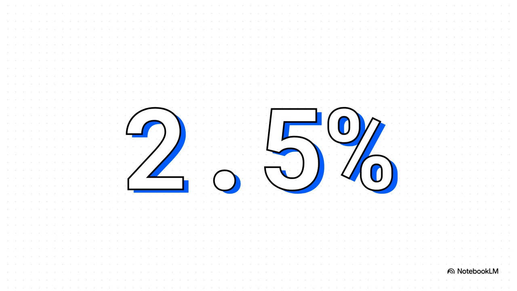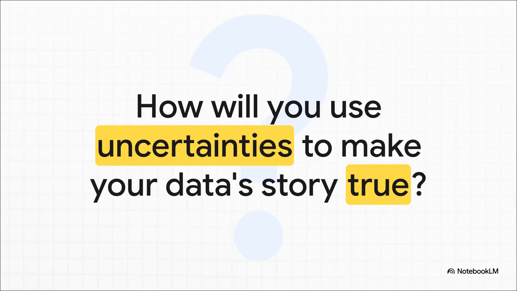Bam, 2.5%. So, what's the big takeaway from all this? I want you to leave with this thought. Every set of data you collect tells a story. But without understanding and reporting the uncertainties, that story might not be the whole truth. Acknowledging errors isn't about admitting you failed. It's about making your scientific story stronger, more honest, and ultimately more powerful. So the real question is, how will you make your story true?